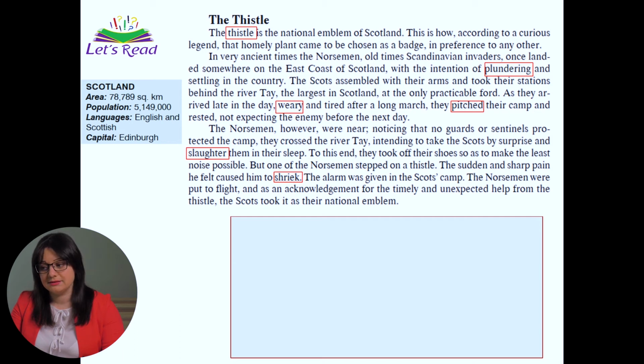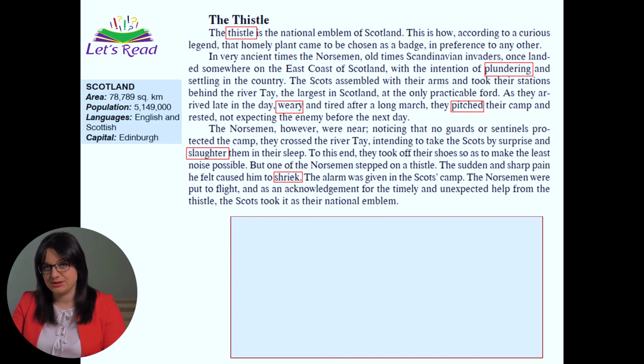To this end, they took off their shoes so as to make the least noise possible. But one of the Norsemen stepped on a thistle. The sudden and sharp pain he felt caused him to shriek. The alarm was given in the Scots camp. The Norsemen were put to flight, and as acknowledgement for the timely and unexpected help from the thistle, the Scots took it as their national emblem.